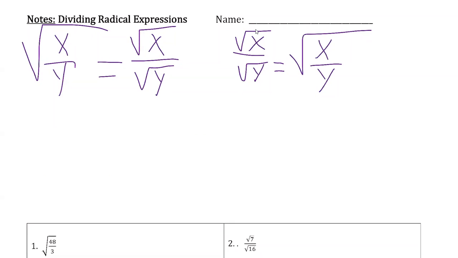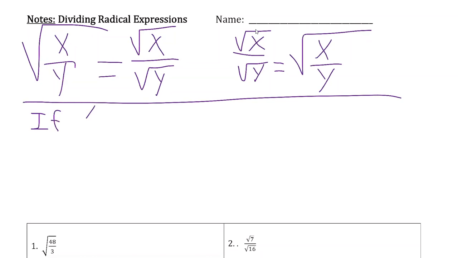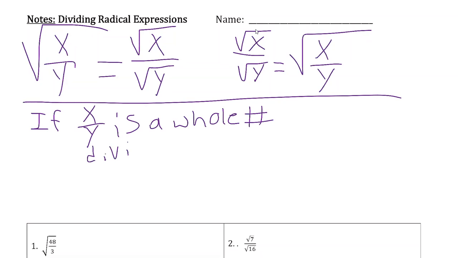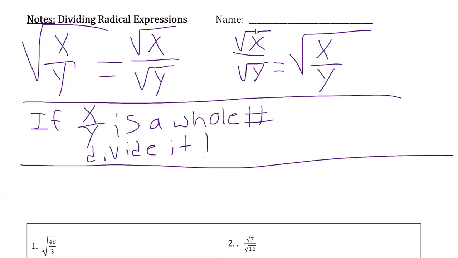One thing you want to do when you're solving is always check if you divide x over y, if you plug that in your calculator, and if it's a whole number, you want to divide it. Because this will make one radical, and we'll see how that works in our problems. But you always want to check, can you divide the two numbers?